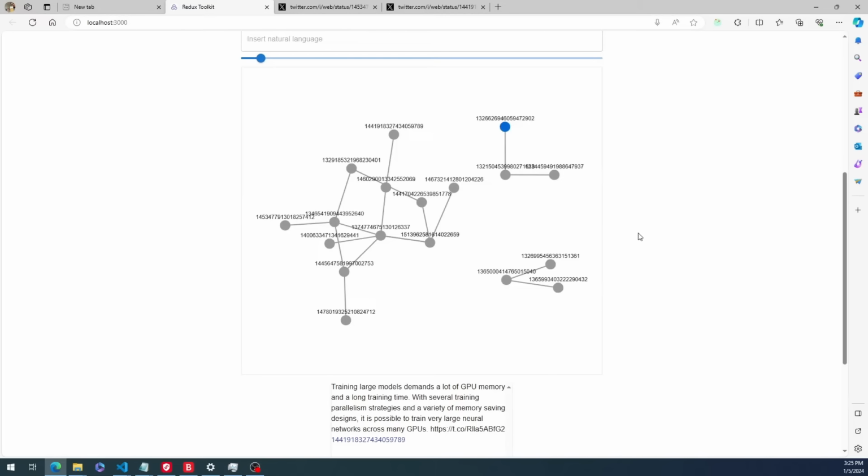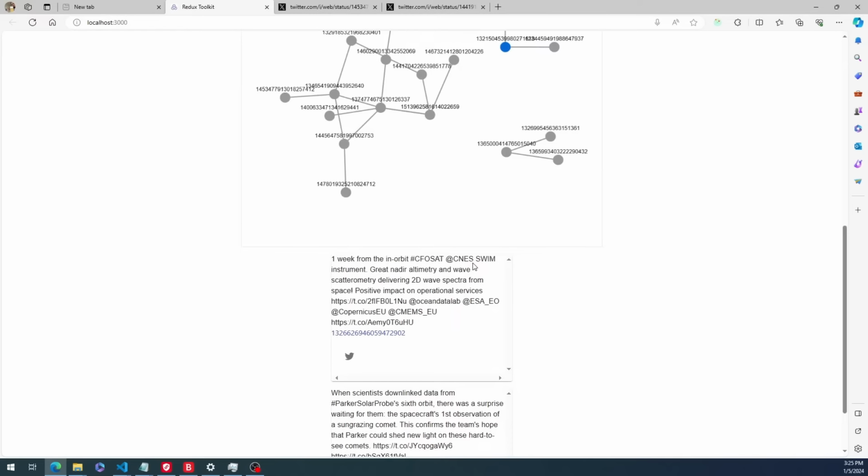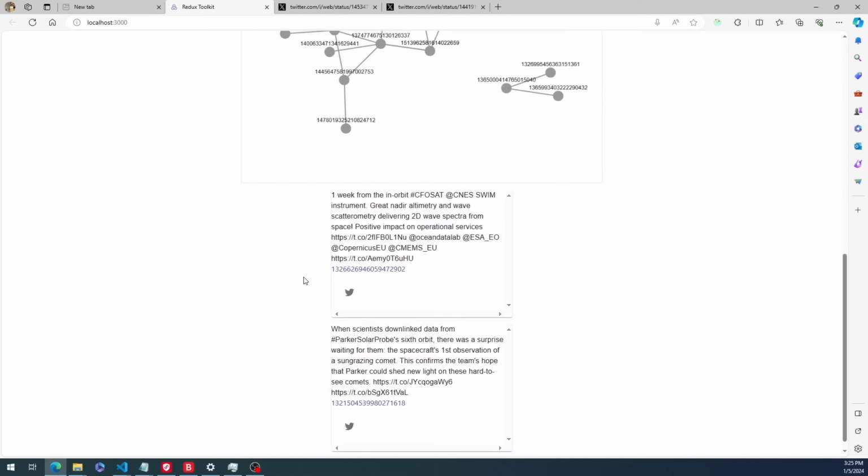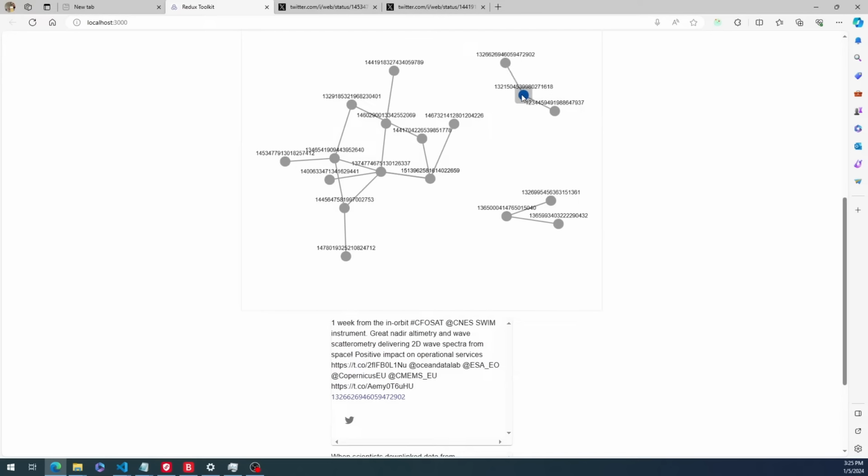What are some of the other connected components? I see in orbit CFO sat, which talks about waves and spectra from various measurements done in the space domain. Scientists downlinked data from Parker Solar Probe, so not many matches on that side of things.